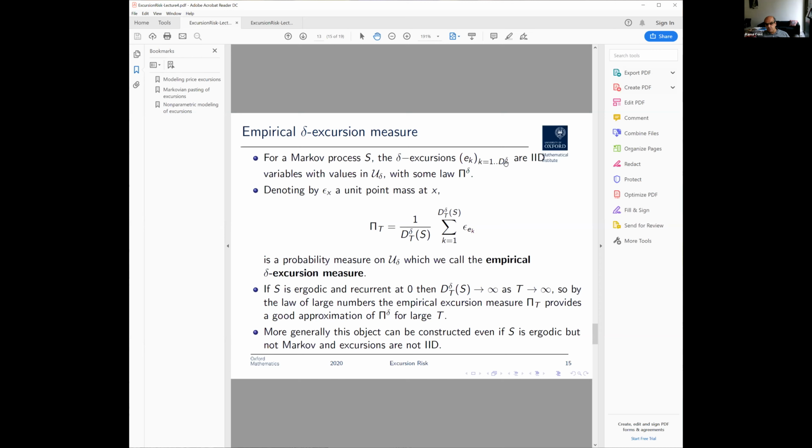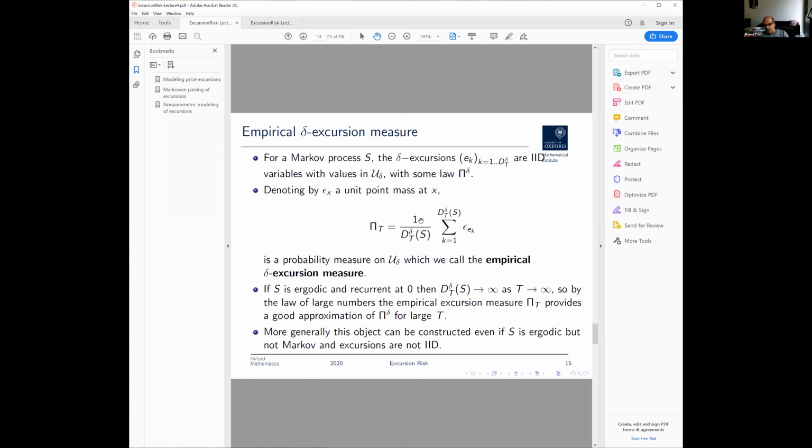How am I going to estimate the distribution? Well, the simplest thing you can do if you have a sample is look at the empirical distribution. So I'm going to construct a probability measure, which I call pi t. So pi superscript delta is the underlying distribution of delta excursions generated by S. But pi t is another object. It's just the empirical distribution of delta excursions. It puts a point mass at each delta excursion I already observed. So this defines a probability measure on the space of delta excursions, which is a discrete measure.